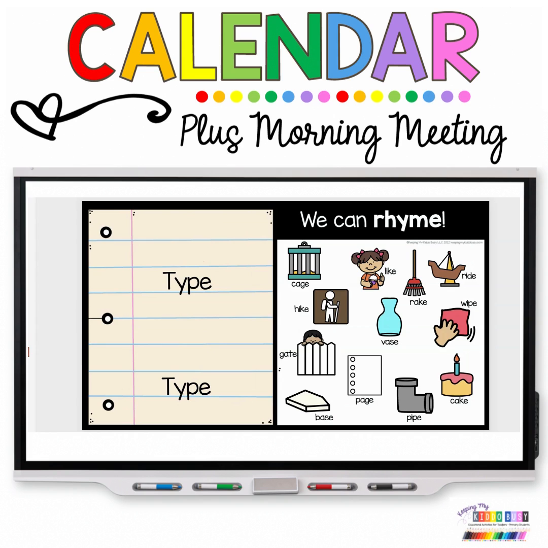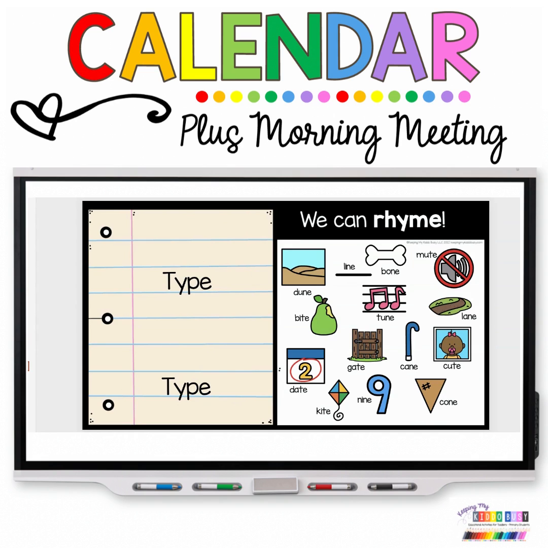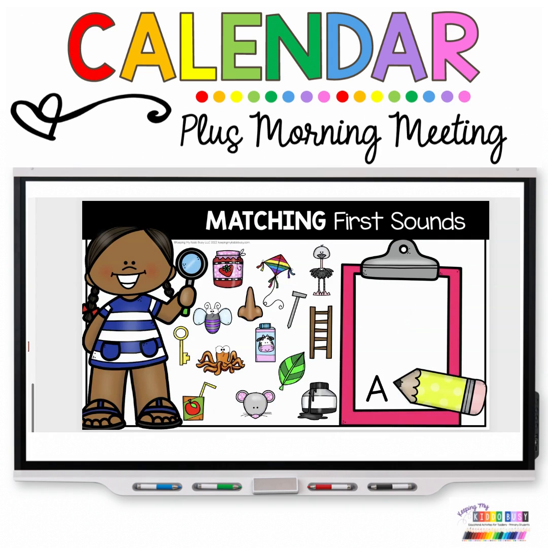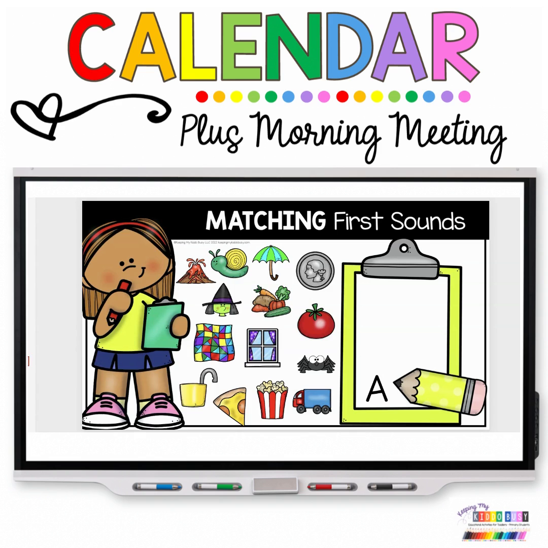And there are 3 different slides to practice rhyming. And then we are also practicing matching first sounds. So this box right here is editable. So if you want to practice the letter D for the day, you can tell the kids all the pictures and then they pick the 2 pictures that have the same first sound. Or another option is you can drag one picture to the box and then they have to find the matching one. And there are 4 slides that practice these skills for the month.